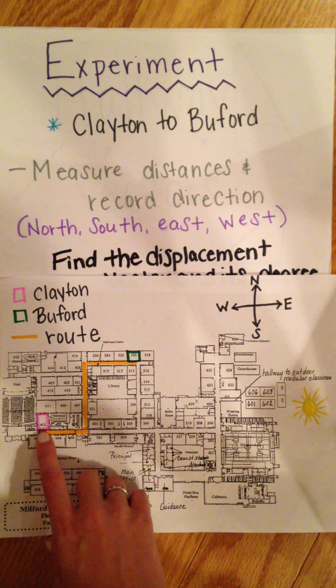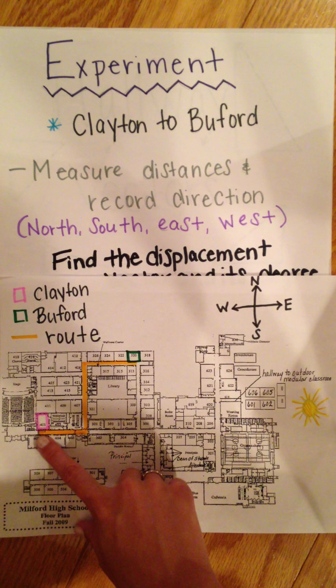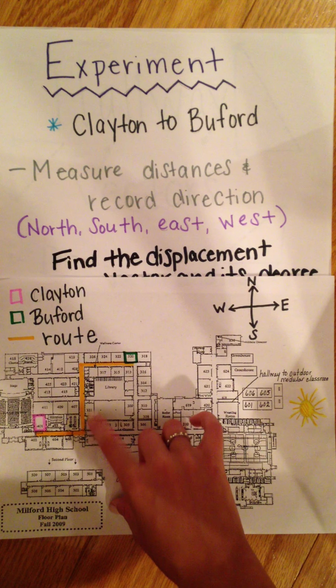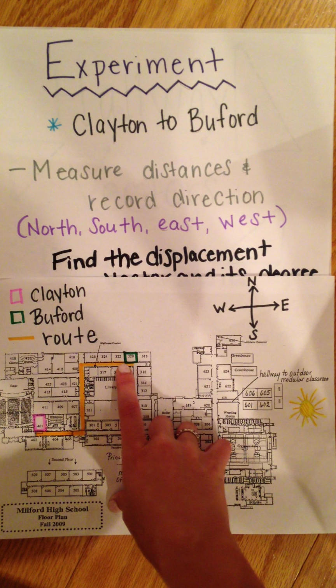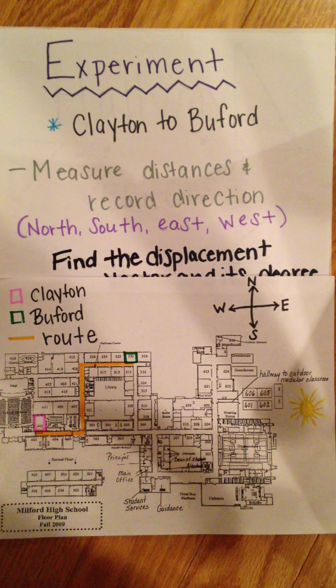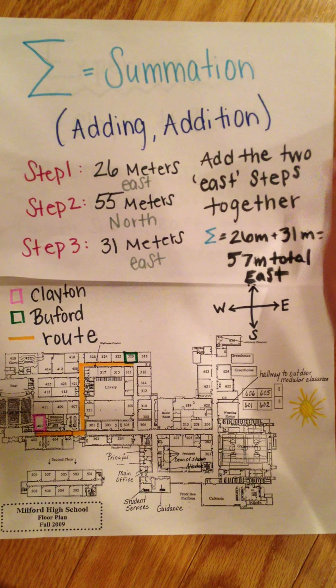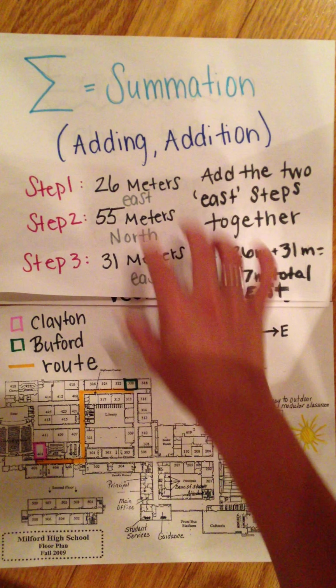And so we start over here at Ms. Clayton's room, and we traveled first east for 26 meters, and then we went north for 55 meters, and then we went east again for an additional 31 meters. So because we actually have two measurements that are both going east, we can add them together using summation.